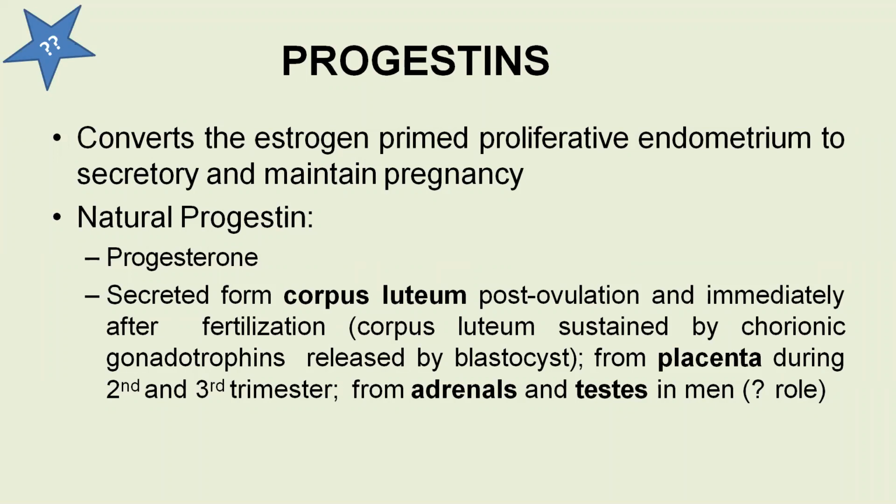So natural progestin is progesterone. As we have already seen in the reproductive cycle, it is secreted from the corpus luteum post-ovulation and immediately after fertilization, till the corpus luteum is sustained by chorionic gonadotropins released by the blastocyst. Later, in the second and third trimester, it is taken over by the placenta. So the placenta is the main source of progesterone in the second and third trimester. Then it is also secreted from adrenals and testes in men, where the role is not known.